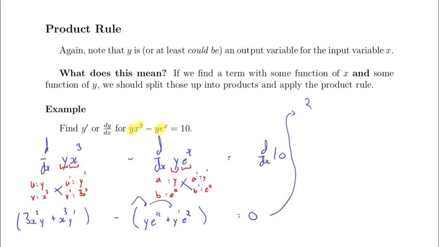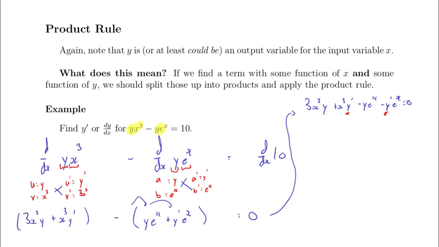And what we really have now is 3x squared y plus x cubed y prime minus y e to the x minus y prime e to the x equals 0. Again, I'm going to look at my terms that have y primes in them, keep them on one side, and put everything else on the other. Or maybe I'll just move those around.